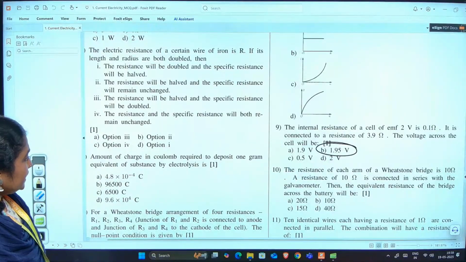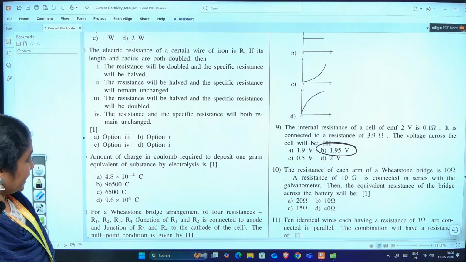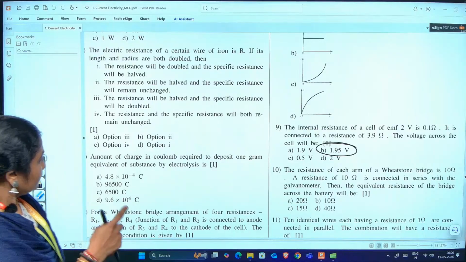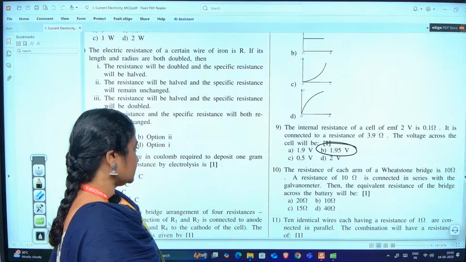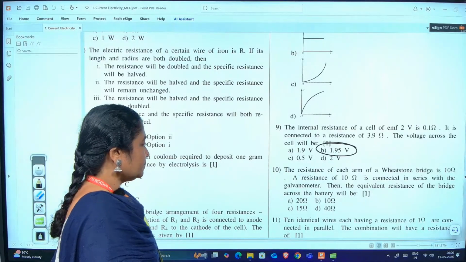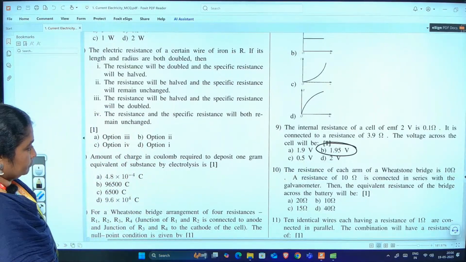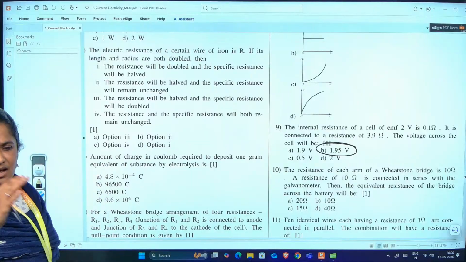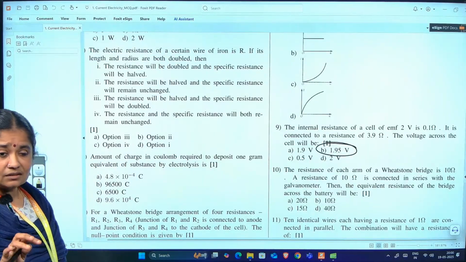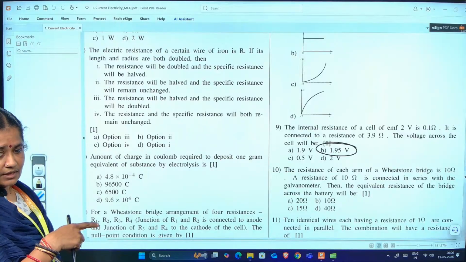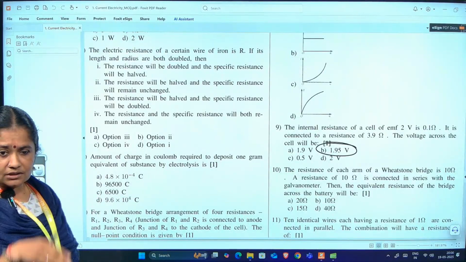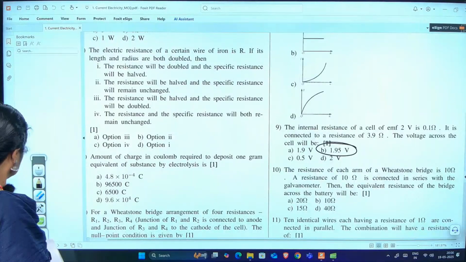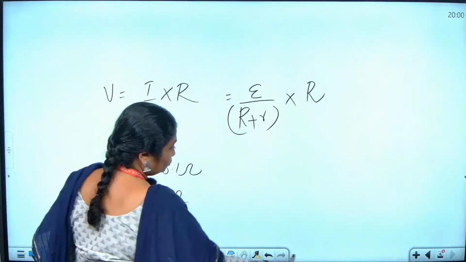The resistance of each arm of a Wheatstone bridge is 10 ohms. A resistance of 10 ohms is connected in series with a galvanometer. Then the equivalent resistance of the bridge across the battery will be. In the Wheatstone bridge, R1, R2, R3, R4 are all 10 ohms, and another 10 ohms is connected in series with a galvanometer between the two ends. How will the diagram look?